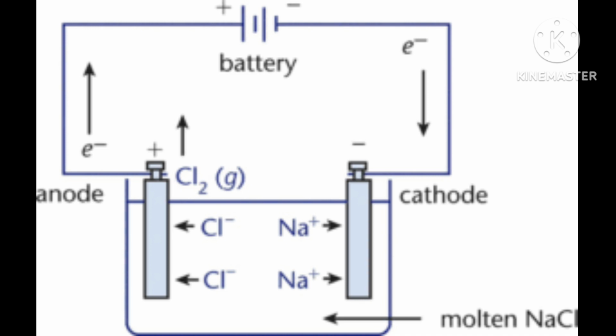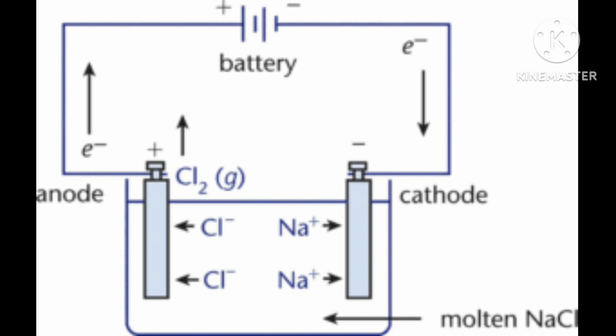Actually, I told you that it should give sodium metal, but it is not giving sodium metal. You are getting hydrogen gas. Why? For that, the explanation: Na+ plus 1 electron gives sodium metal.